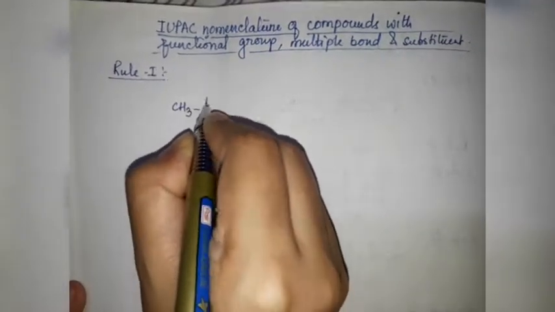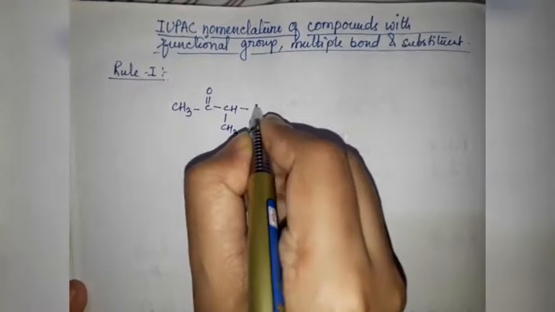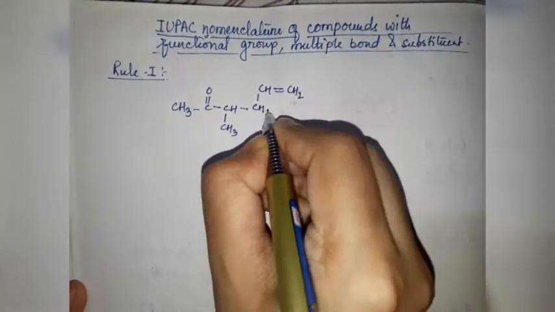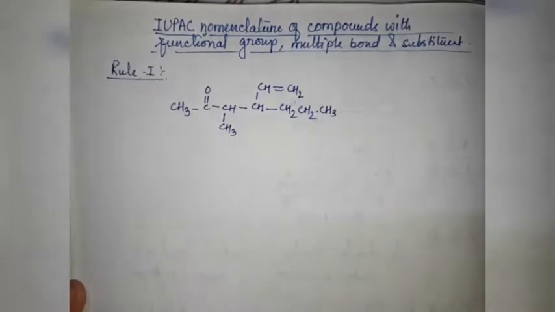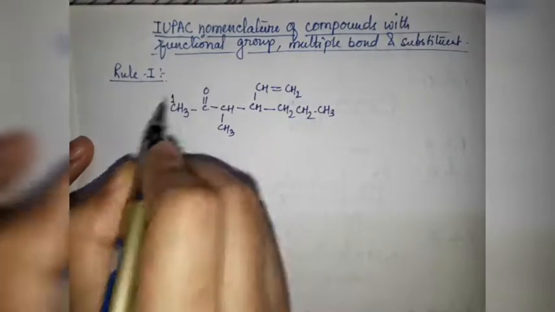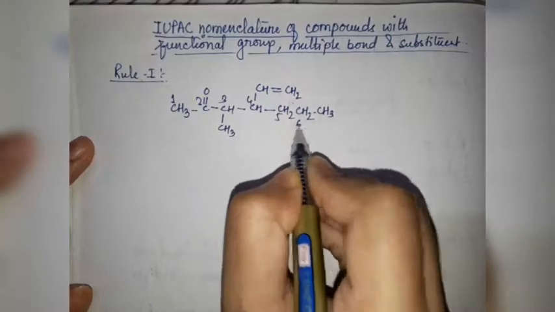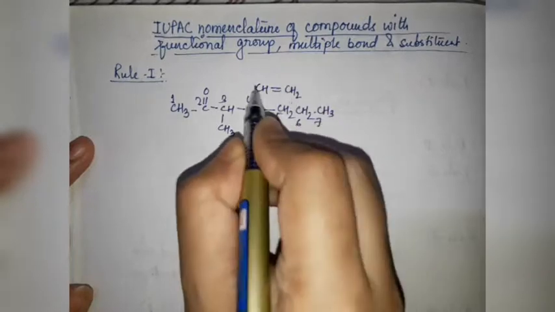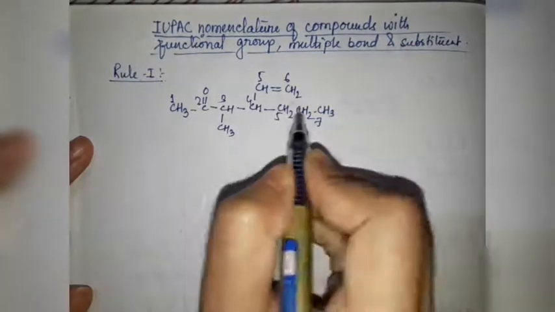For example, this one: CH, one vinyl group, CH2, CH2, CH3. So here, if we start numbering from this side, because a functional group is here, we should start from this side. 1, 2, 3, 4, 5, 6, 7. 7 carbon atoms are there, but if we want to include this multiple bond as well, it has 1, 2, 3, 4, 5, 6 carbon atoms.